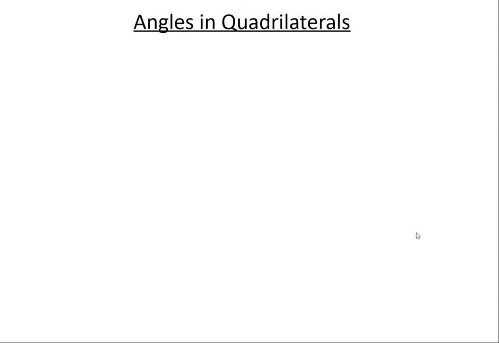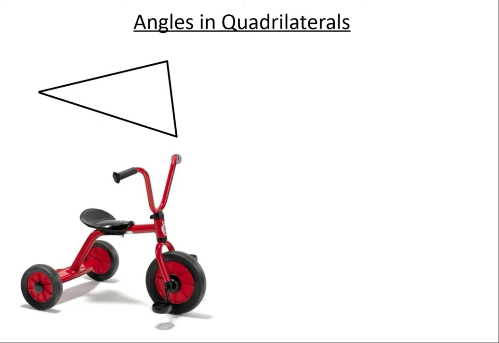Now I guess the first thing we need to do is make sure that we all understand what a quadrilateral is. So before I talk to you about that, let's talk about the shape we've been learning about before now, which is triangles. I always think of the link between the word triangle and tricycle. Tricycles have 3 wheels and triangles have 3 sides.